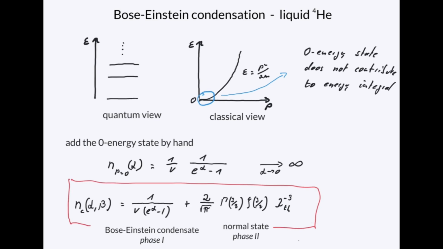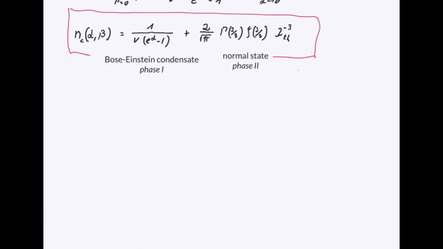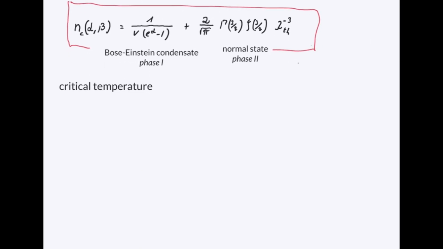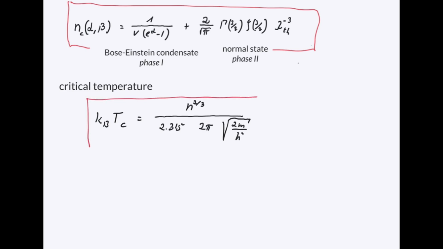By turning around the equation that we just obtained, we can estimate the critical temperature, which then depends on the density and is given by kB TC equal to n divided by 2.315 4 pi square root of 2m divided by h squared. Using the mass of helium-4 and the density of liquid helium, we obtain a critical temperature of 2.17 Kelvin. This is exactly what you will find in experiments.